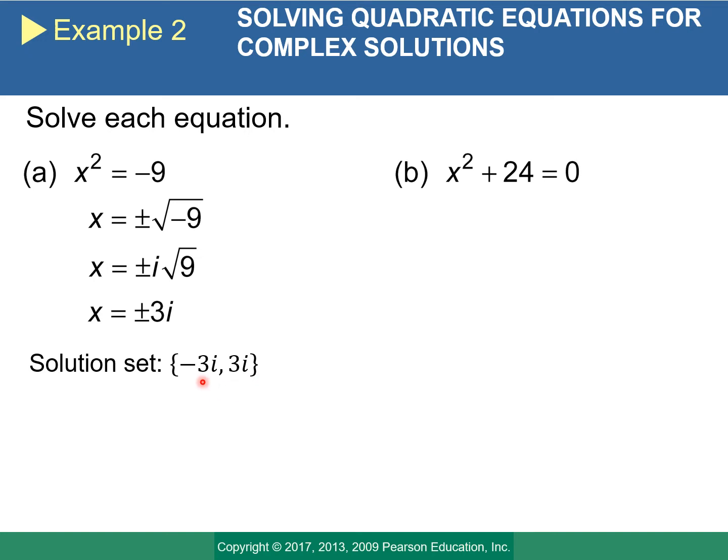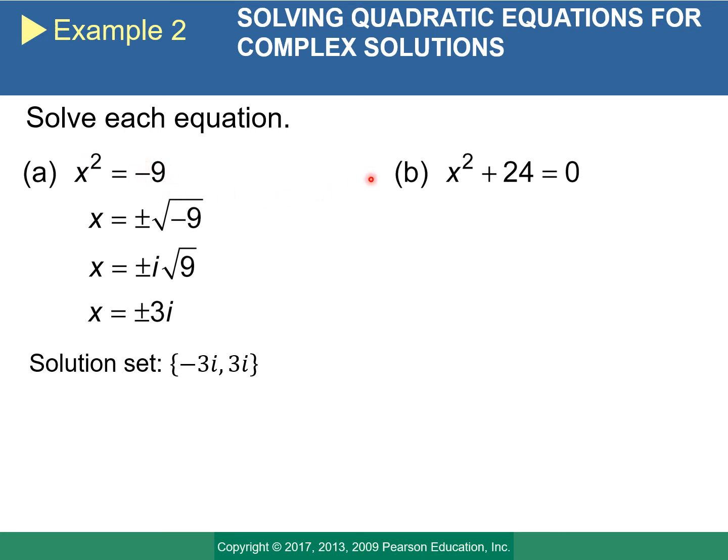And if you want to check, you can take negative 3i and plug it right back in here and square it, and you're going to get negative 9. Same thing with 3i. Because remember what we talked about at the very beginning of this video, i squared is negative 1. So the negative 3 squared is 9, but then i squared is negative 1. So when you square that, you are going to get a negative 9.